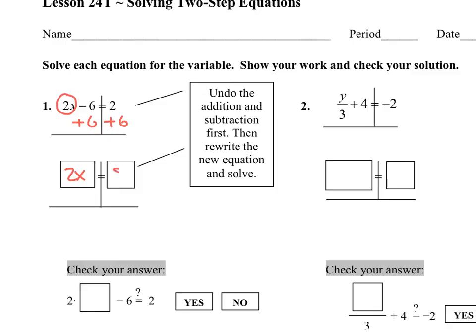2 plus 6 is 8. Then at this point, I'm going to divide both sides by 2. When I do that, I get x equals, what's 8 divided by 2? 8 divided by 2 is 4.